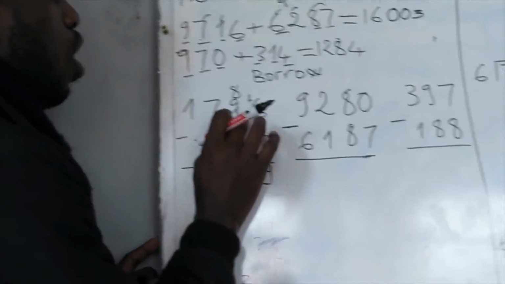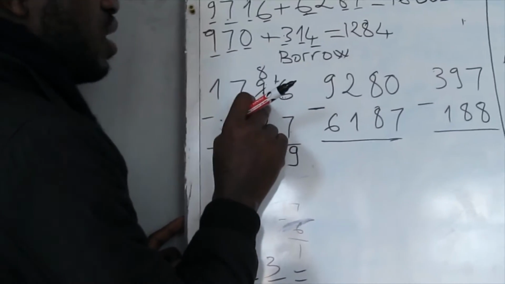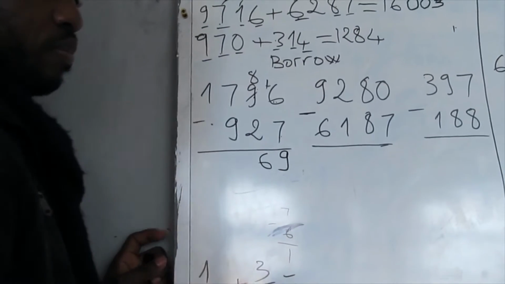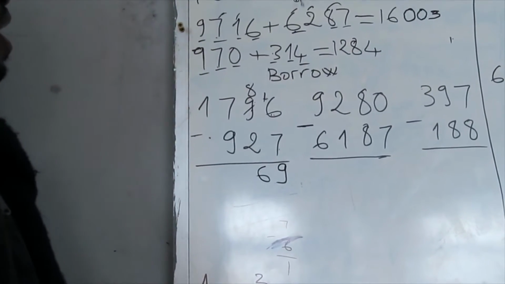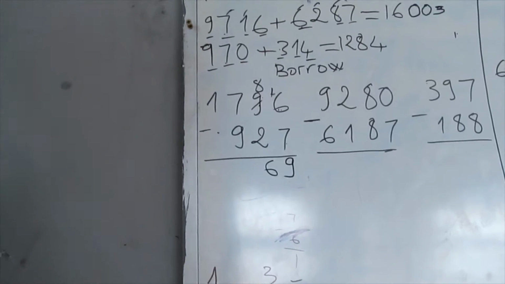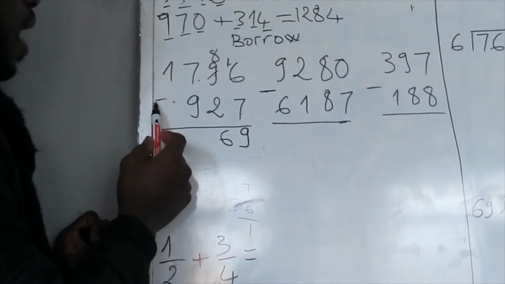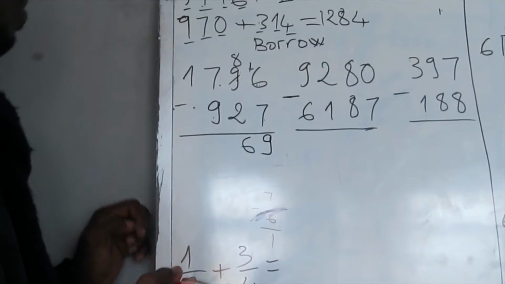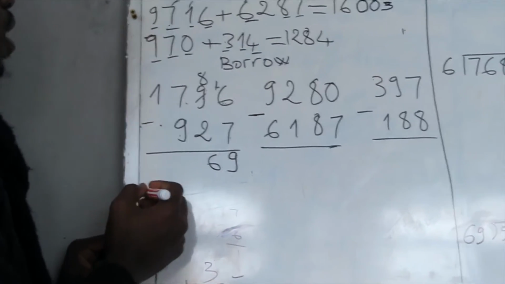We no longer use this 9. So 8 minus 2 equal to 6. Then we go to the next one. Look, the next one, 7 minus 9. We cannot, because 7 is less than 9. We do what? We must borrow from the neighbor.